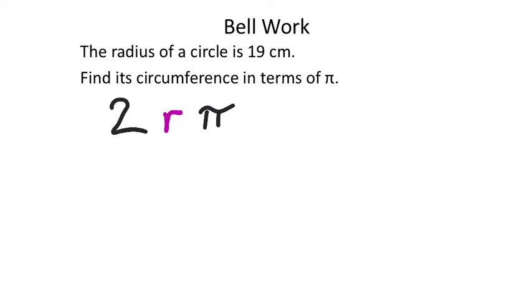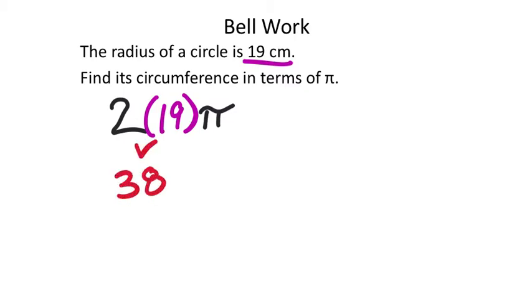The pi symbol there. And so we look at this one, we see that the radius was given to us at 19 centimeters. So I replace the R for radius with 19. And you can just put this in the calculator, but 2 times 19 is going to give us 38. That's how many pi's there are. 38 pi is really all we need.